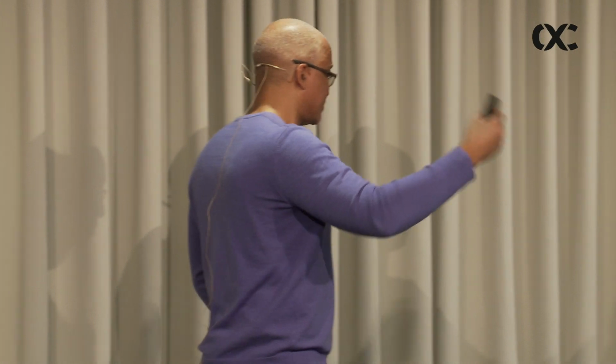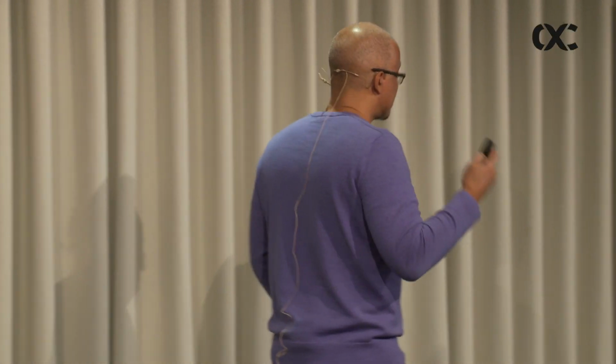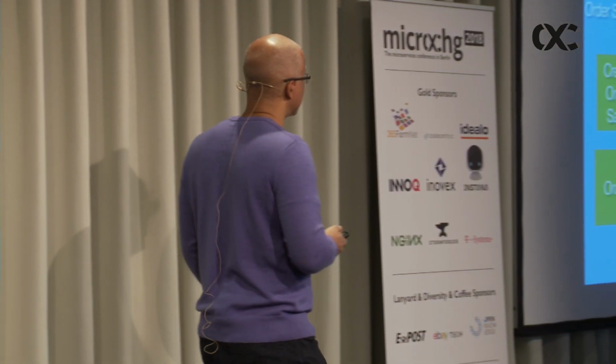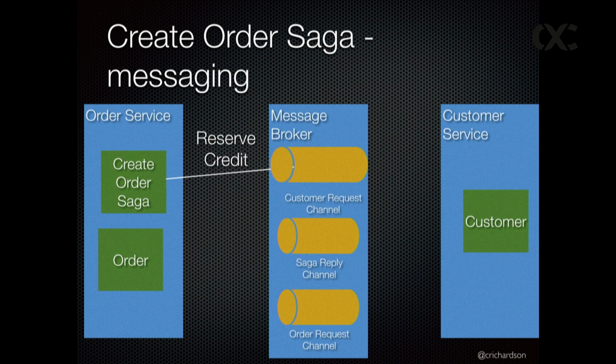But the general idea is that these commands and the replies are actually being sent as messages rather than RPC or REST. So when the CreateOrder Saga requests the customer service to reserve credit, it's actually sending a reserve credit command message to the customer request channel. The customer service is listening on this channel for command messages, and then it's reserving credit. And then the reply message is being published to a channel. Every command message has a reply-to header that says what channel to send the reply to. And that's a channel that the Saga is listening to for replies from the Saga participants.